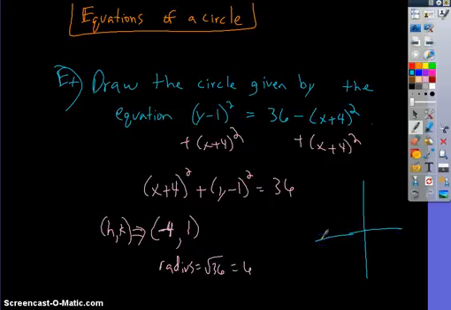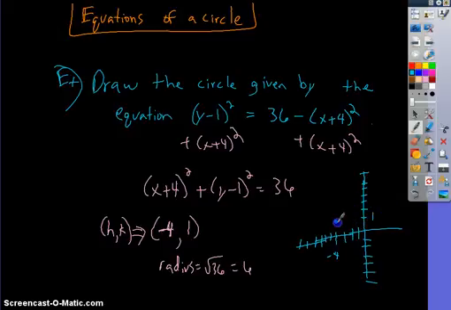My center is at (-4, 1). Go over 1, 2, 3, 4, go up 1. This will be the center of that circle. And my radius is 6. So 1, 2, 3, 4, 5, 6.